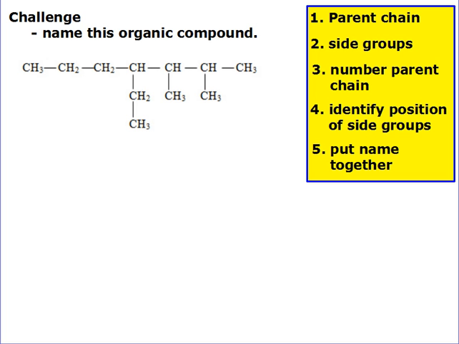A more complicated one. If we look at the parent chain here, we've got 1, 2, 3, 4, 5, 6, 7 in our longest chain. Yep, 7 is the longest continuous chain there. So we have a parent chain that is going to be called heptane.